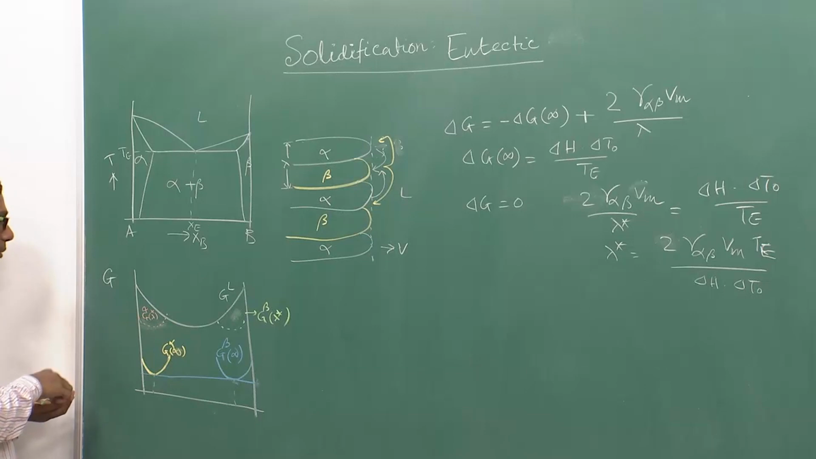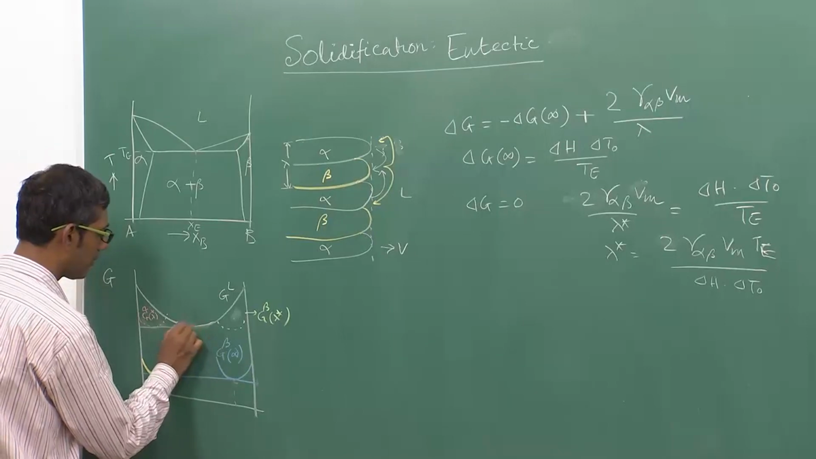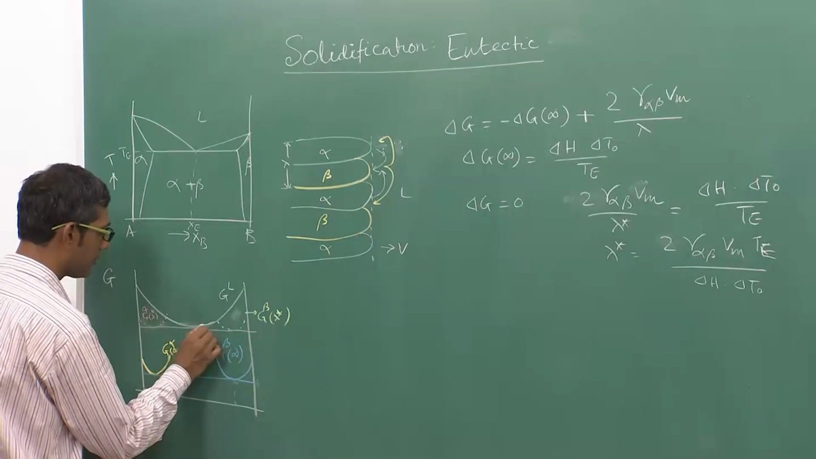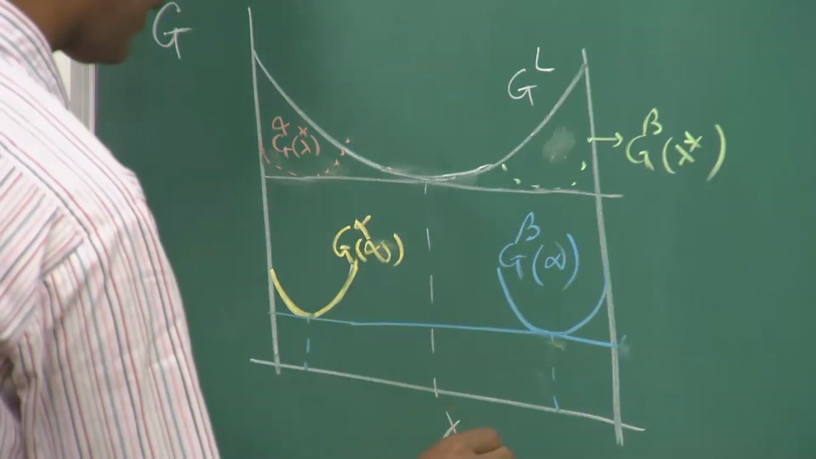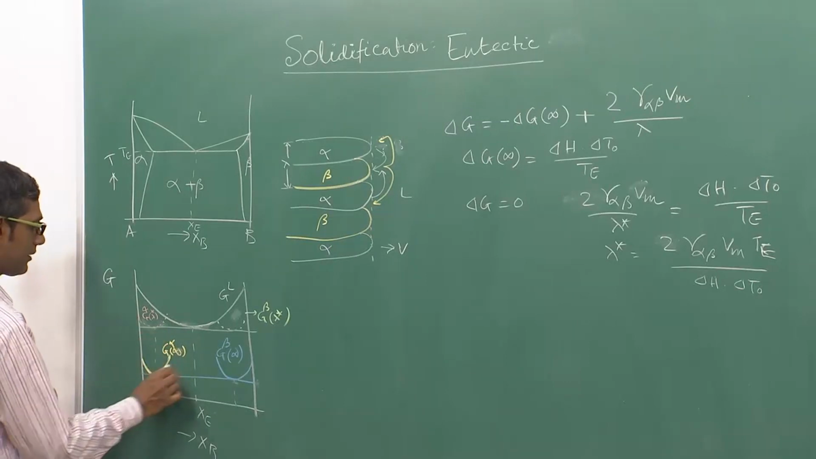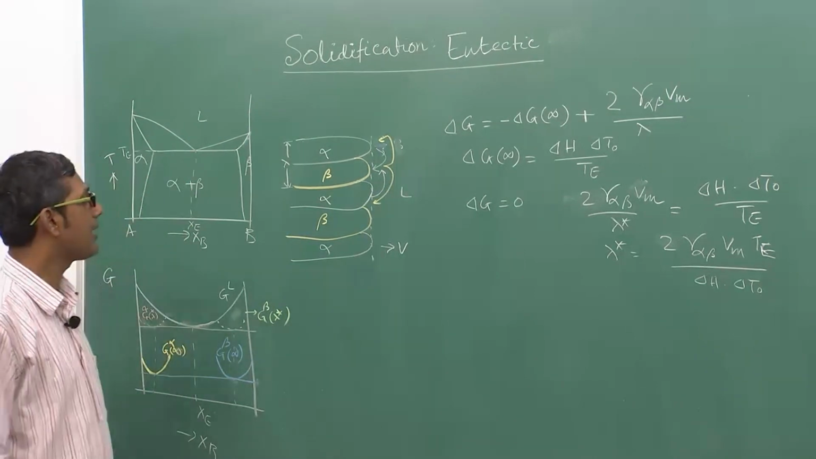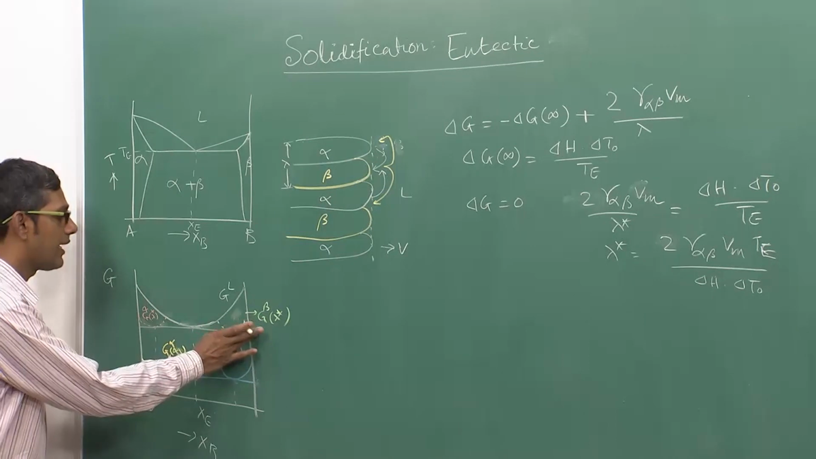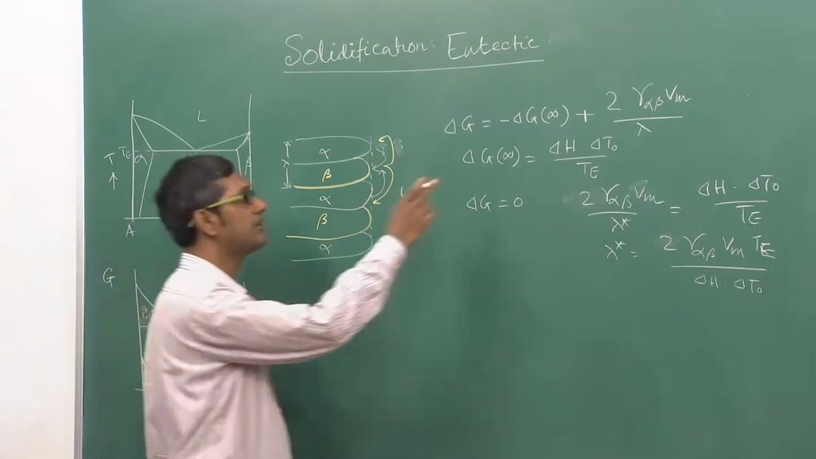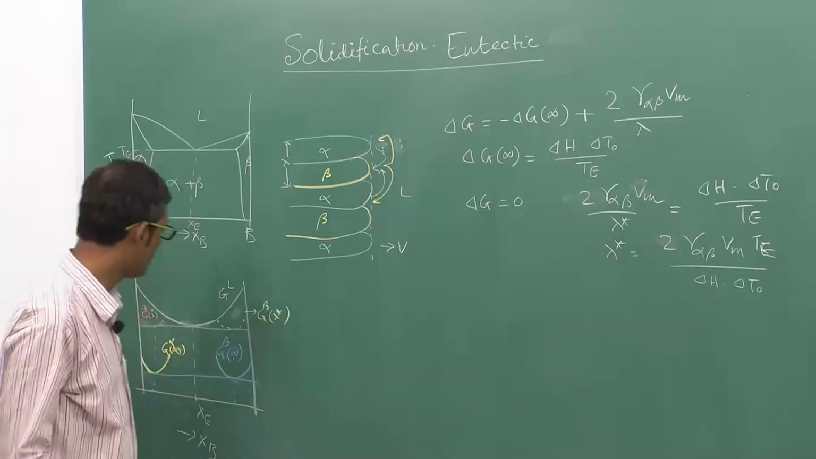So now if I draw a common tangent between all three of them, let us put it together. As you see here, this becomes XC because this is the XB line, and this is a little bit of change in the composition of alpha and beta. So that is what equilibrium will look like when lambda has a finite value, correct. Now this explains why that term, 2 gamma alpha beta Vm by lambda, needs to be added into the free energy composition diagram.